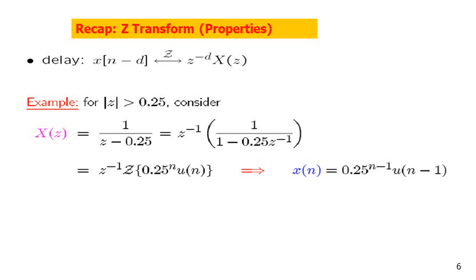So what I'm doing here is taking z inverse out of this Z transform expression, and the remaining expression is 1 over 1 minus 0.25 z inverse. And I know, just by inspection, that the inverse Z transform of this thing within the parenthesis is 0.25 to the n u of n. However, because this is multiplied by z inverse, it means that in time it should be delayed by 1. So my x of n turns out to be 0.25 to the n minus 1 u of n minus 1.